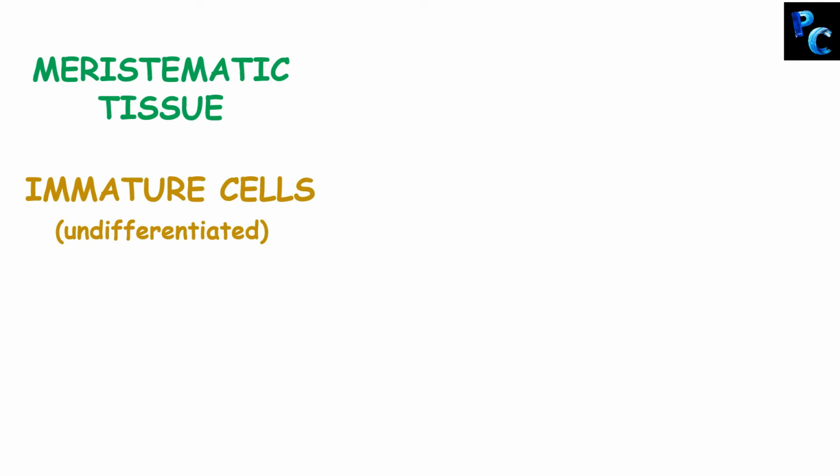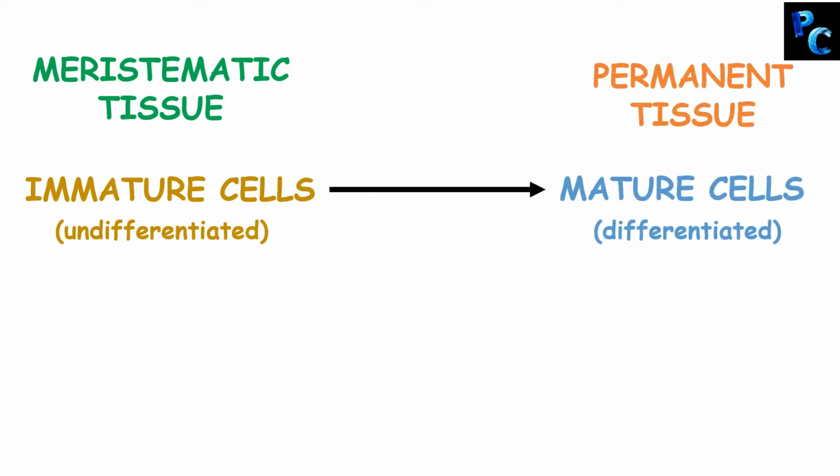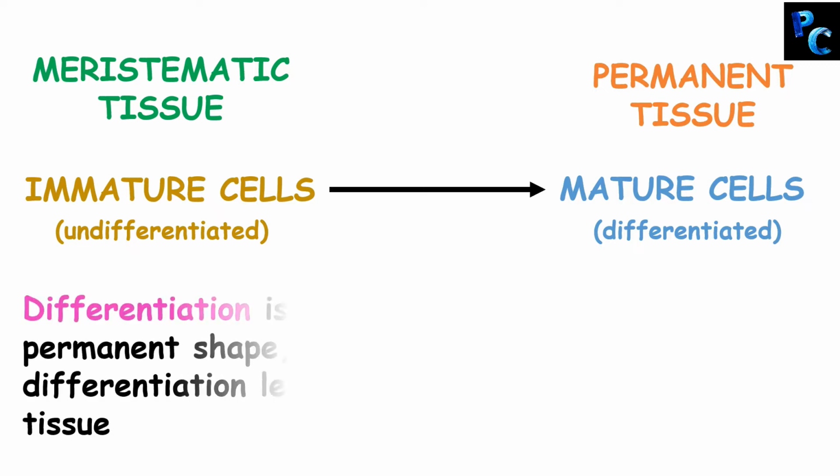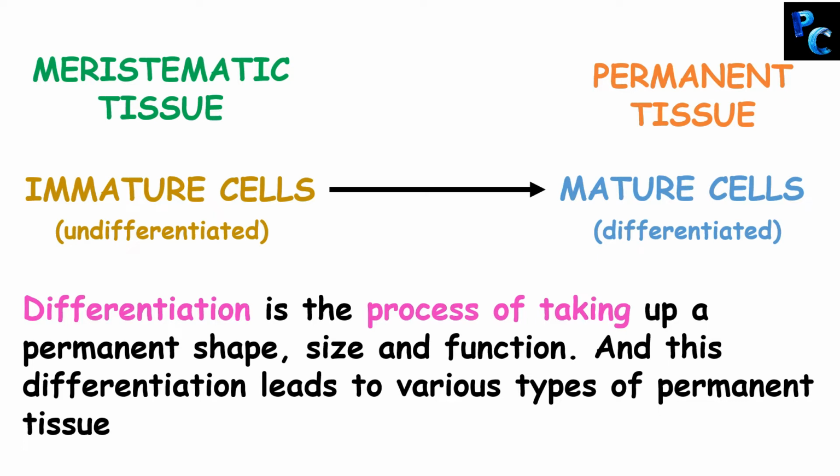As we have seen that meristematic tissue divide and help in growth, but permanent tissue cannot divide and do not help in growth. Basically, meristematic tissues are made up of immature cells which are undifferentiated cells. When they differentiate to a tissue with a particular shape, size and function, then they become permanent tissue. That is, immature cells differentiate to mature cells and become permanent tissue. We have seen what is meant by differentiation in the last video. Can you recall? Differentiation is the process of taking up a permanent shape, size and function. And this differentiation leads to various types of permanent tissue.